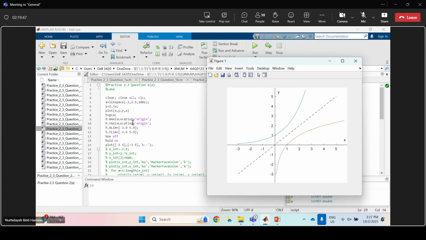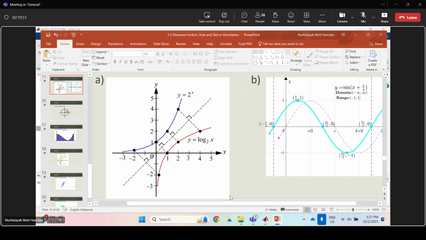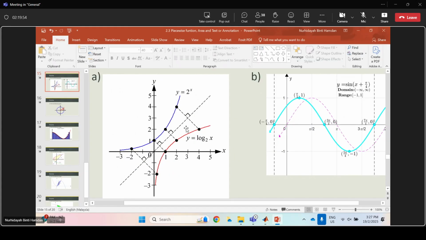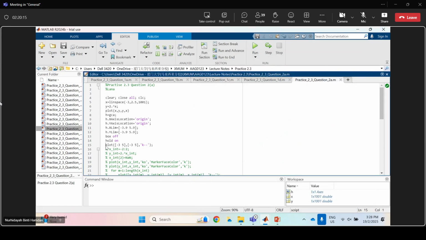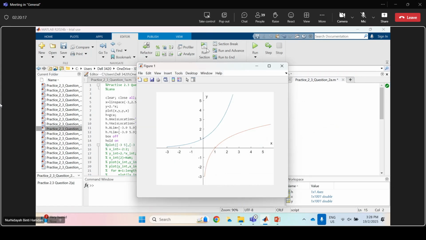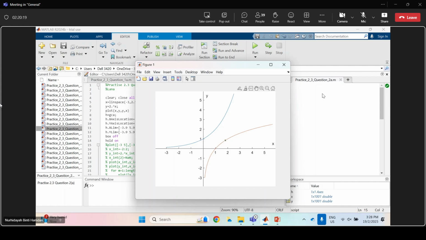If you look at the graph, it is actually an image, a reflection of y is equal to 2^x, and this one is y is equal to log x base 2. Actually, it's the same thing. It's a transformation, a graph reflection. So I plot xy and yx. Then I get this graph.